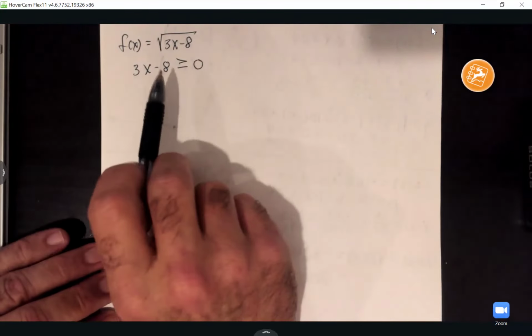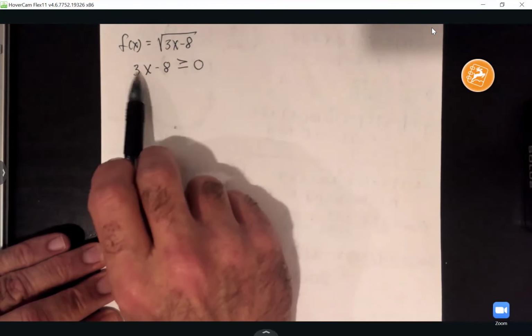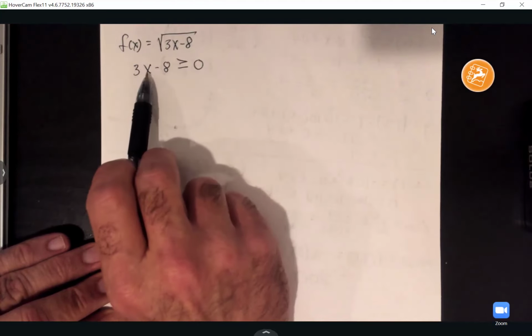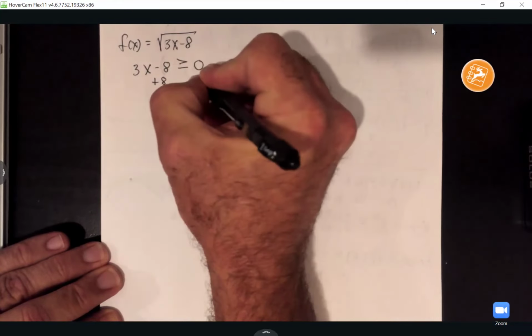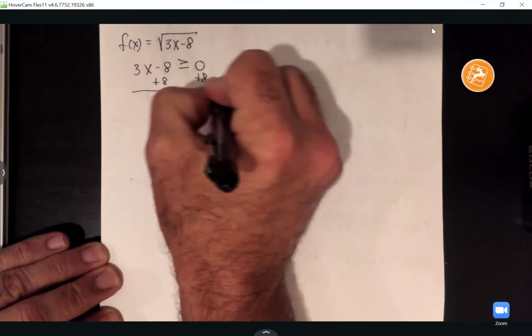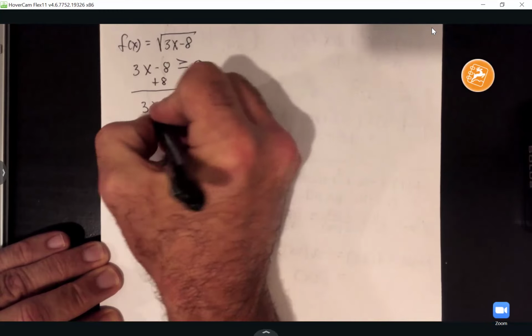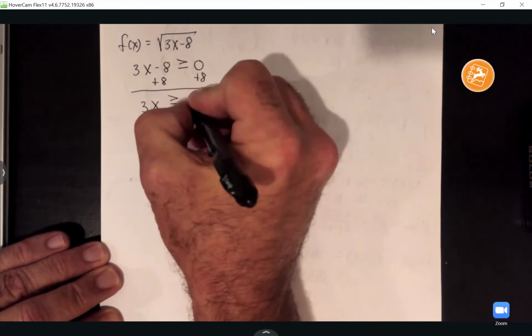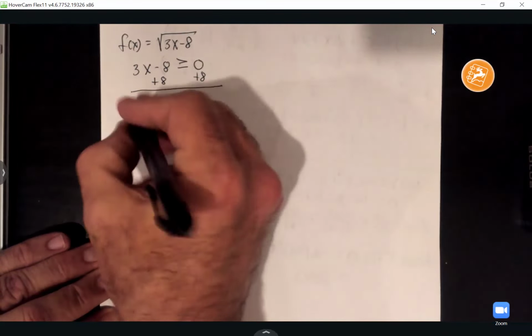So these, you're going to solve it for the x. So here we would what? Add 8. And I get my 3x has to be greater than or equal to 8. And then divide by 3, y'all.